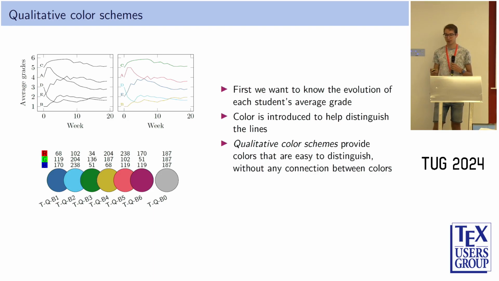So we use a qualitative color scheme, which is used to distinguish between different categories. The students are not related in any way. It wouldn't make sense to put them on a number line basically and then use a continuous range of colors. We just want colors that are easy to distinguish, and you will understand better what I meant by this remark when we go to the next color scheme.